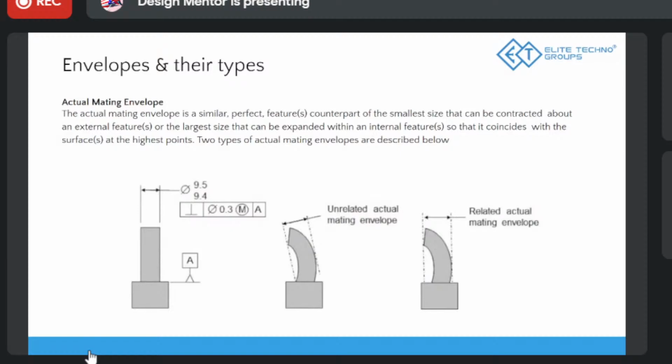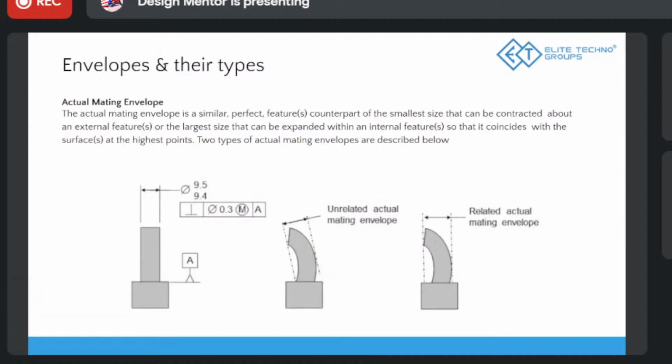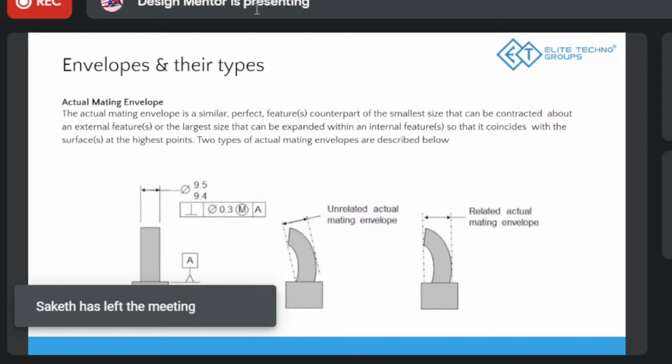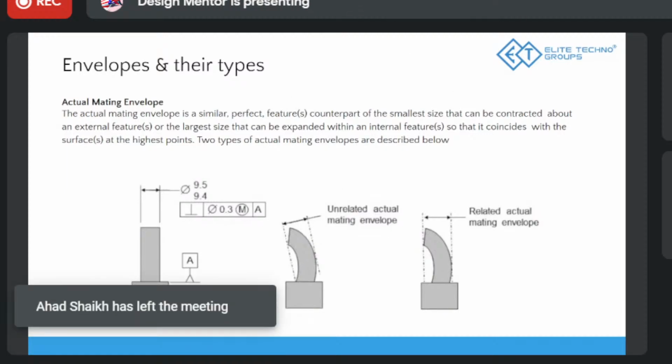So lots of parts, what happens? Now, see, in an assembly, lots of parts are moving parts and lots of parts are stationary parts, right? So in that case, it matters. So there's two different variations of that. Now there are various more needs that related and unrelated mating envelopes have, but let's not go into it because it will become very confusing.